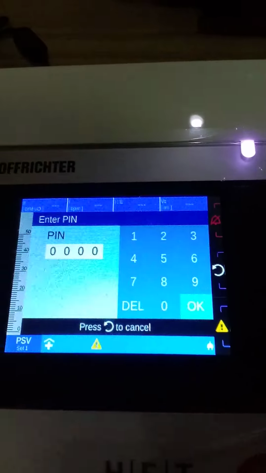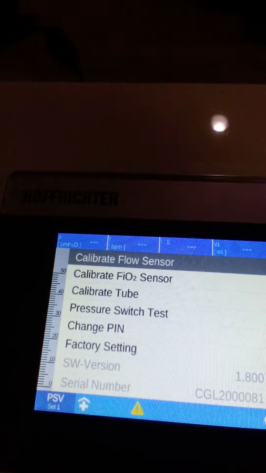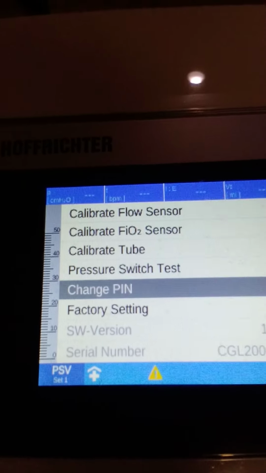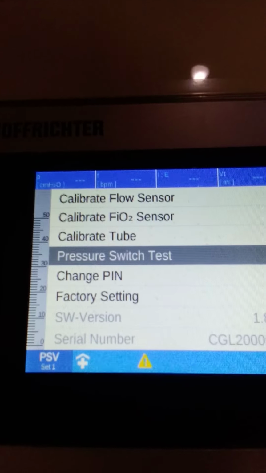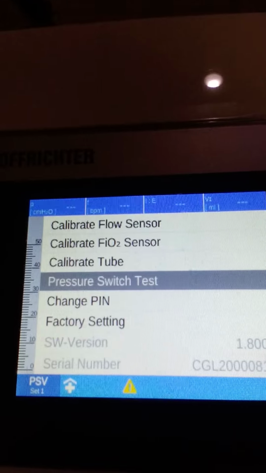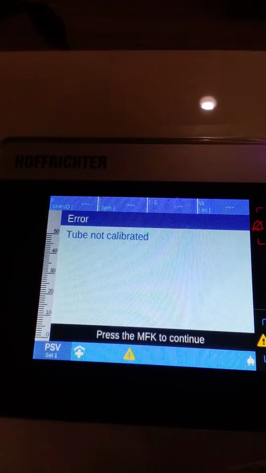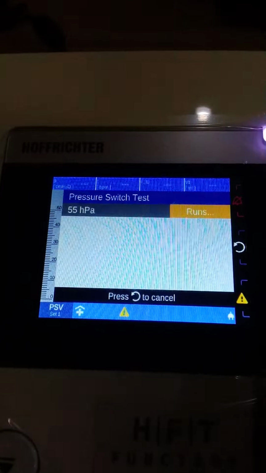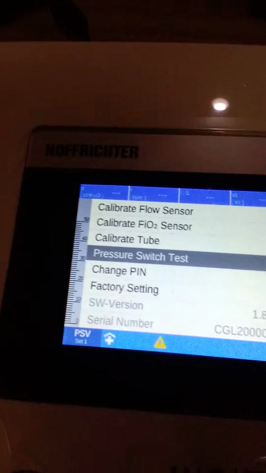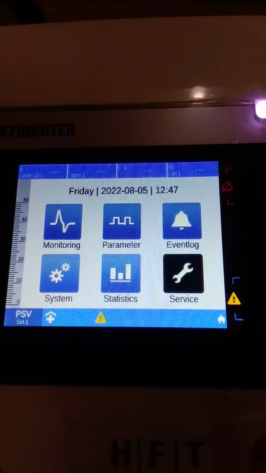So by service, these are 3 calibrations: flow sensor calibration, FIO2 sensor calibration and tube calibration. Also pressure switch test. You can perform all 4 of these calibrations and tests when you click on the service option.